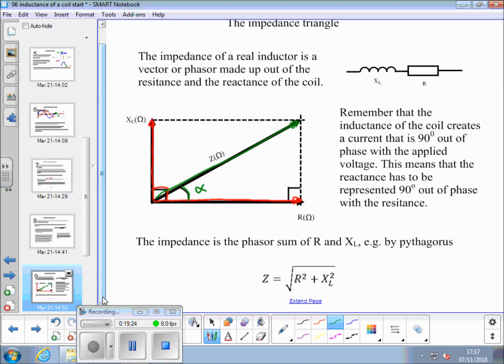So, it's important to remember that impedance triangle. And later on, in two weeks' time, we'll bring in capacitive reactance as well, so you get the combination of all three.